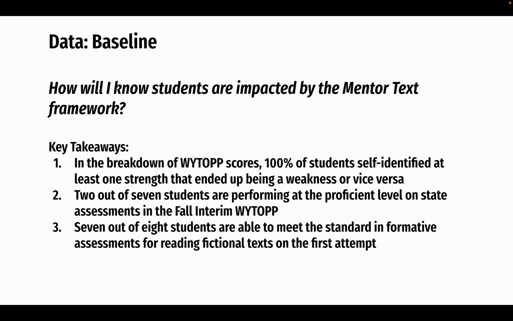Key takeaways from this: in the breakdown of the YTOP scores, although not shown here, 100% of the students self-identified at least one strength that ended up being a weakness and vice versa. So that tells me that students might not have an understanding of the indicators of success within certain standards, or they might just not understand the language within a standard altogether. Two out of seven students are already performing at the proficient level, and seven out of eight students are able to meet the standard in formative assessments on the first attempt.